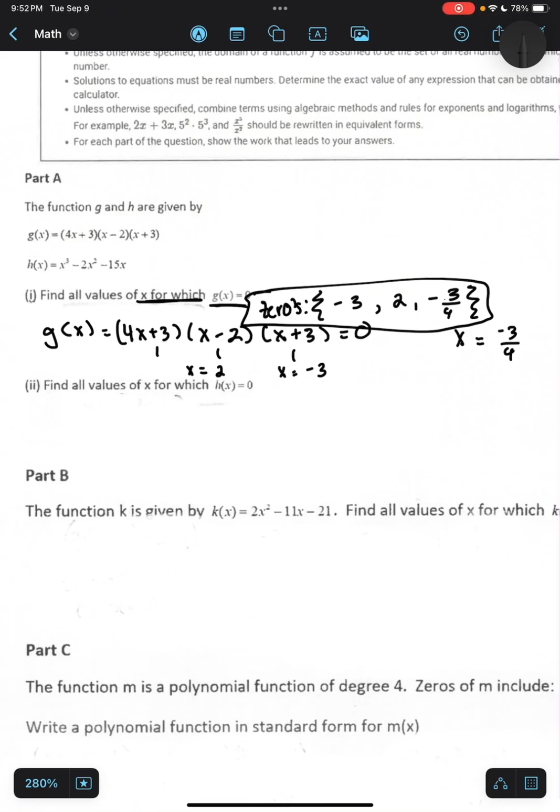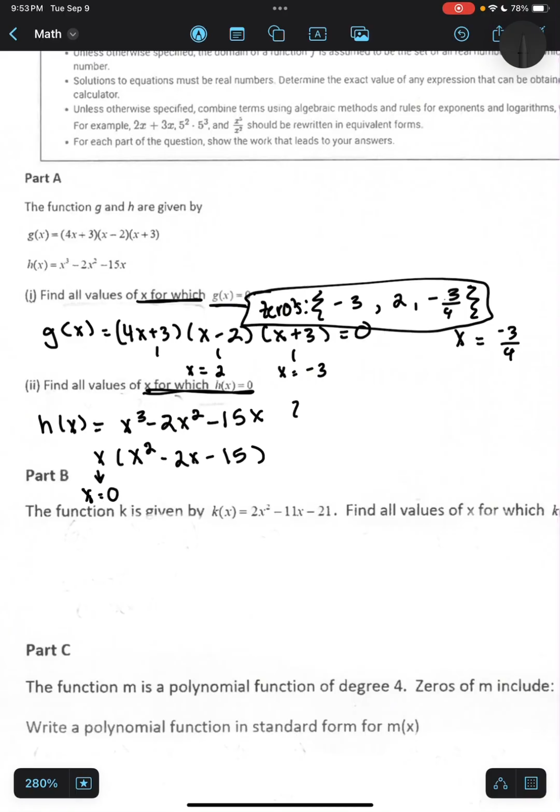Moving on. Find all of the values of x for which the function h of x equals 0. Again, we're looking for zeros, but this time we are not given the equation in factored form. So we must solve x cubed minus 2x squared minus 15x. Here, we know we can factor out an x, so then we are left with x squared minus 2x minus 15. And then right away, we know x will equal 0. So we already have one of our zeros.